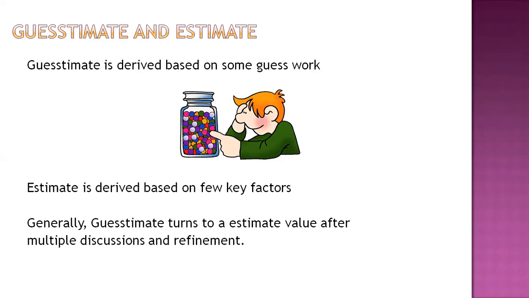And we are getting more and more clarity. We know what is expected. We are able to identify the dependencies. We are able to identify the risks. Slowly, this level of maturity will come into the picture. During that time, slowly this guesstimate will turn into an estimate.